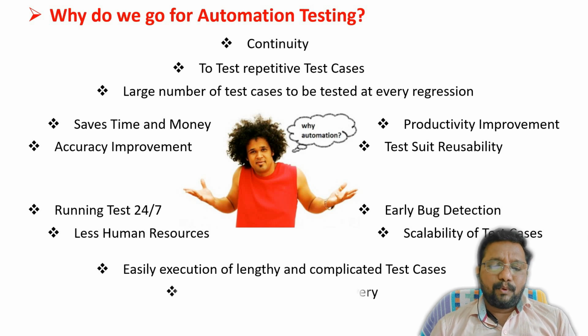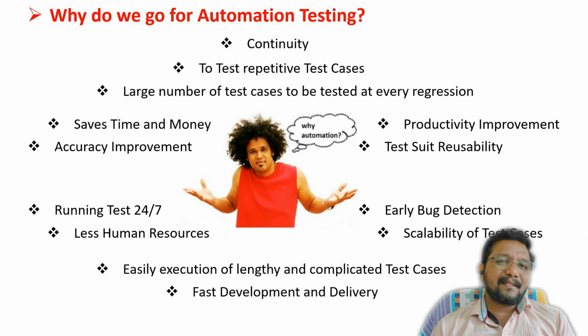The next important one is fast development and fast delivery. If we go with automation testing, the testing process will be sped up many times over. With automation, the testing process will be done in a short period of time. At the same time, the development team also fixes the defects with the same speed. Then we can deliver the project or product to the customer within the prescribed time span.